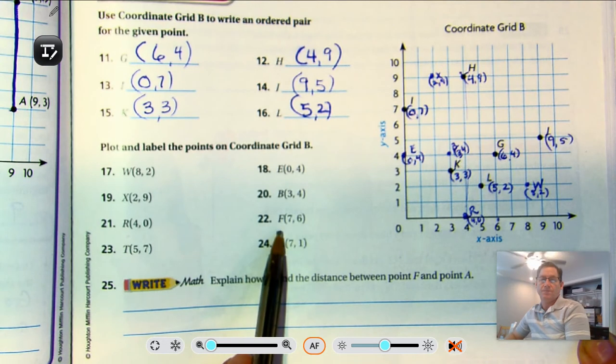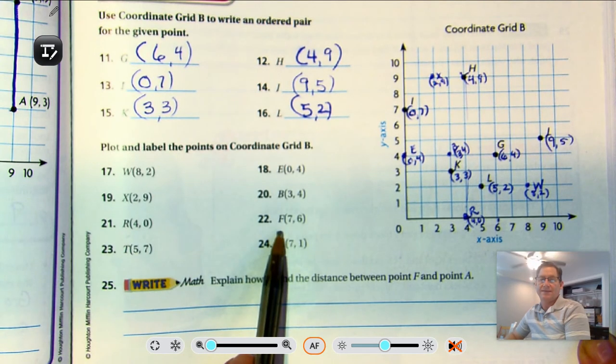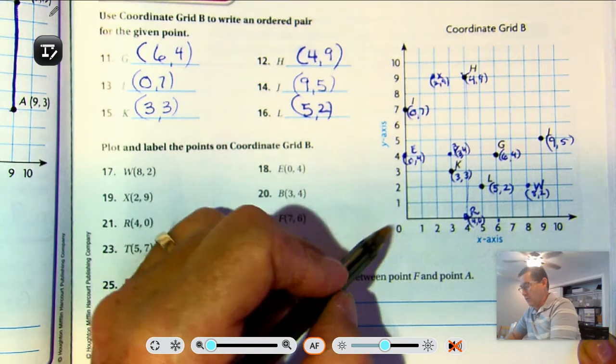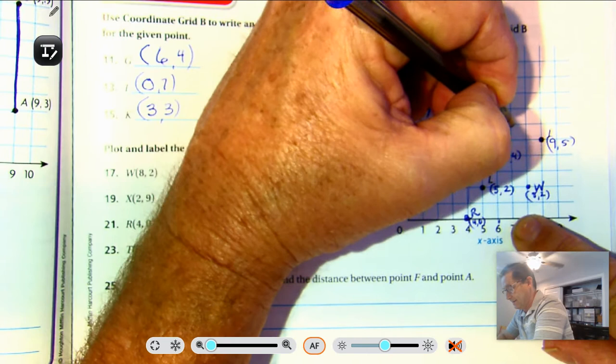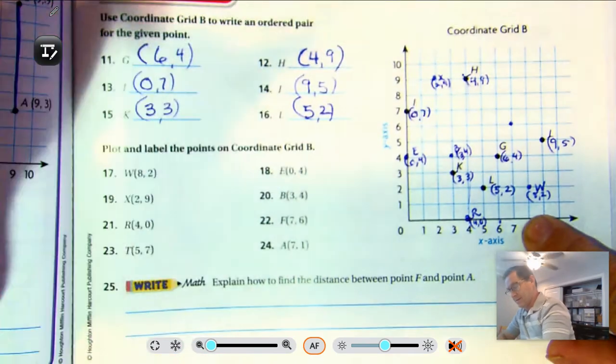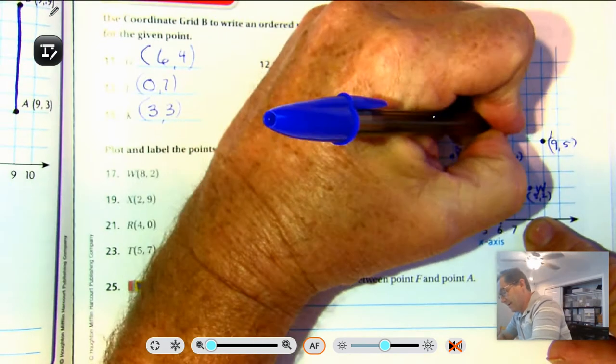Number 22, find point F at 7, 6. Go to the right 7, up 6. 7, 6, and that's point F.